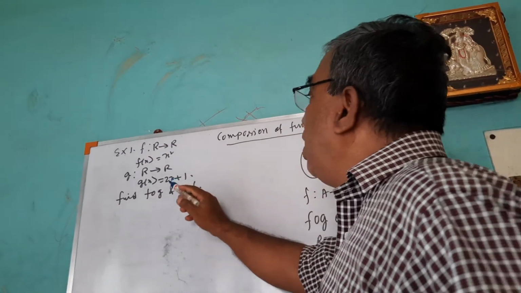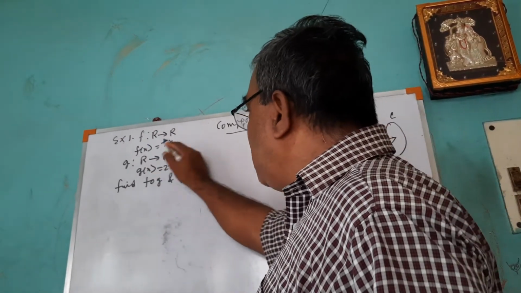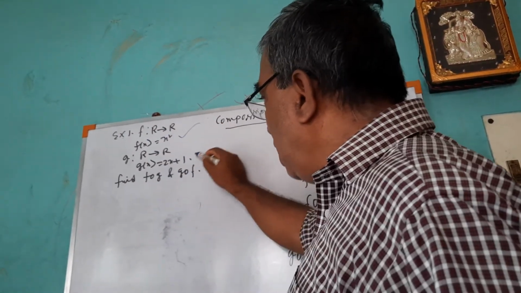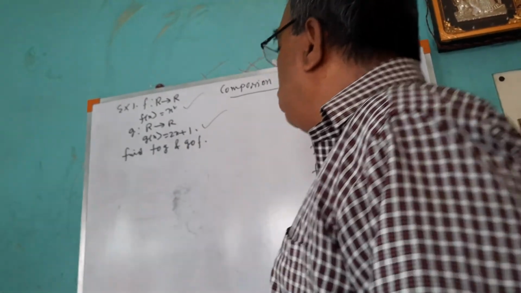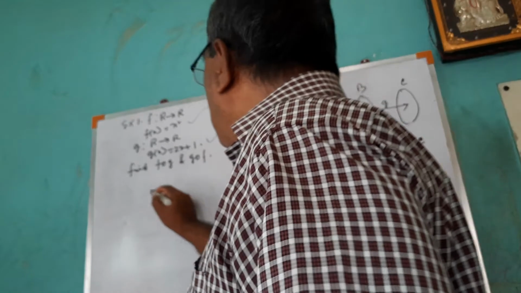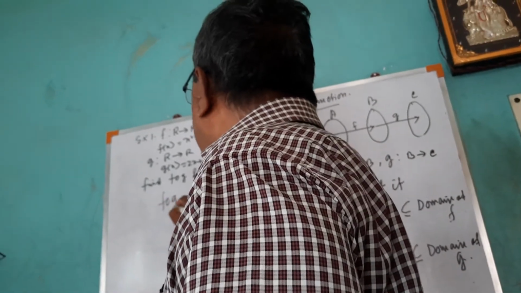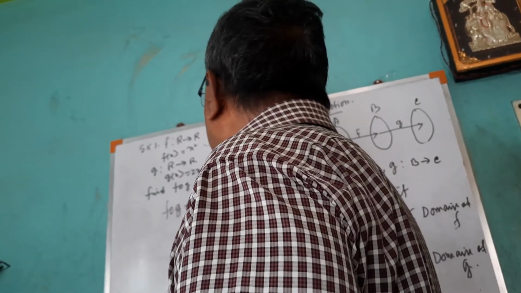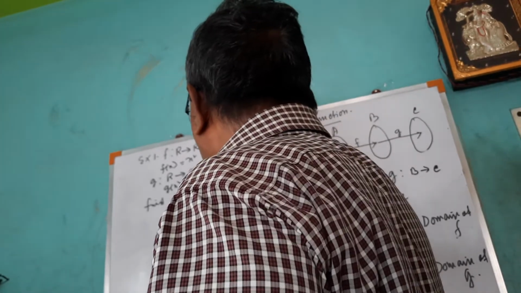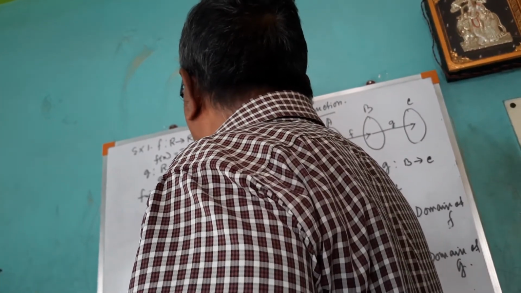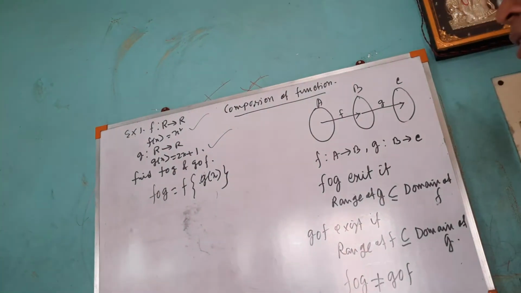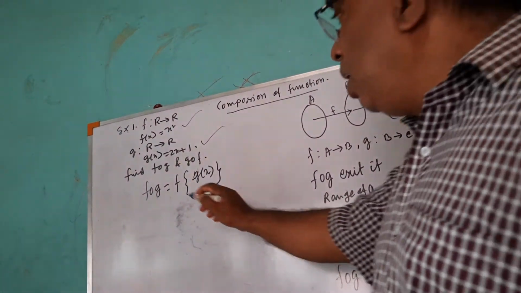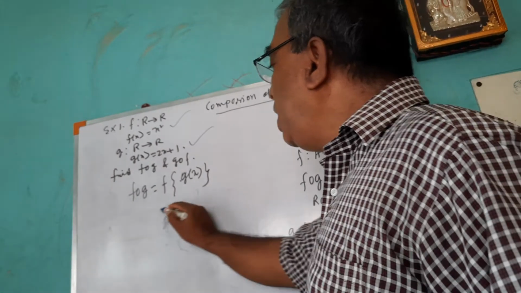Just listen, then you will understand clearly. Fx is x square, Gx is 2x plus 1. Find FOG and GOF. Now, what is actually the FOG formula? FOG formula is f of gx. FOG means f of gx.